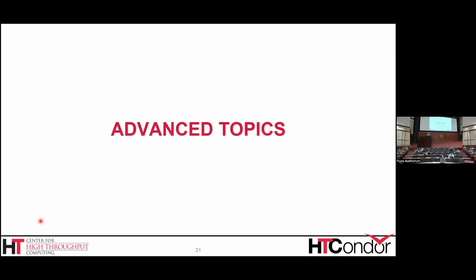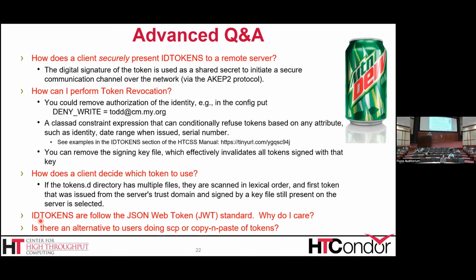So, some advanced topics. What do I have, like 5 minutes? These are some questions that I've seen on the Condor users email list over time. How does a client securely present an ID token to a remote server? It's the classic problem of: I want to show you my token so you can verify it, but I don't trust you yet. So I don't want to give my token away to a bad guy in case I'm talking to a bad guy.